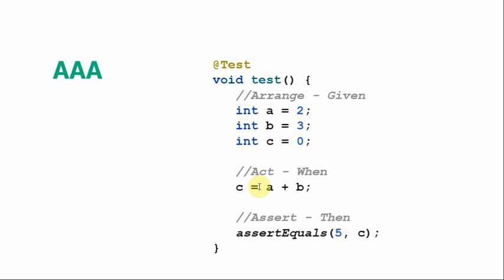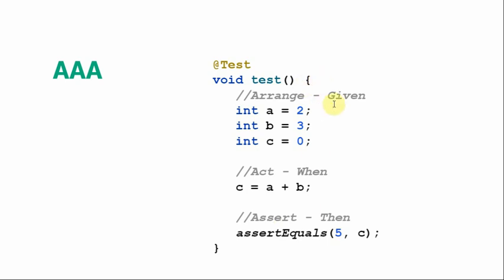And third, we assert. We verify if the result is according to our expectation. If it is, then this will successfully pass the test, otherwise it will simply fail the test.